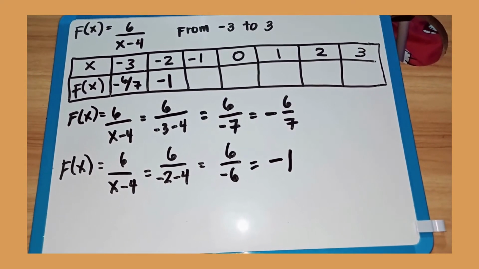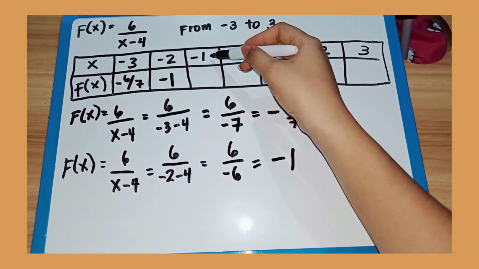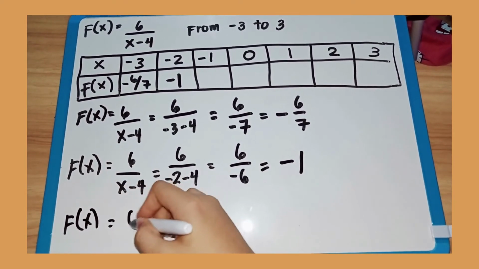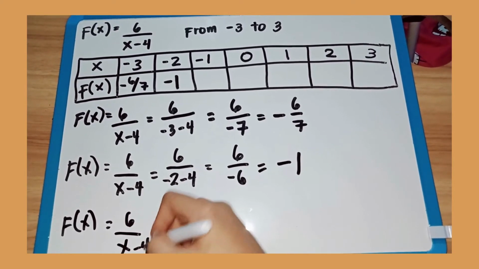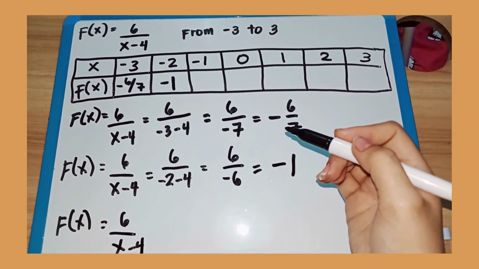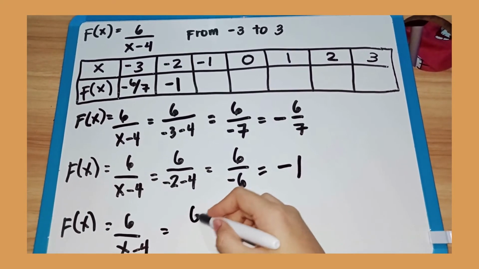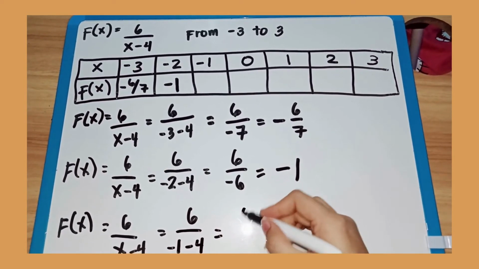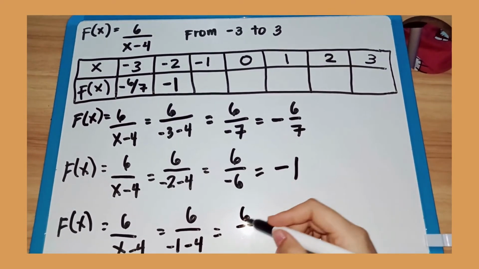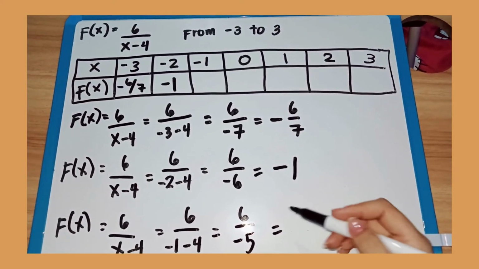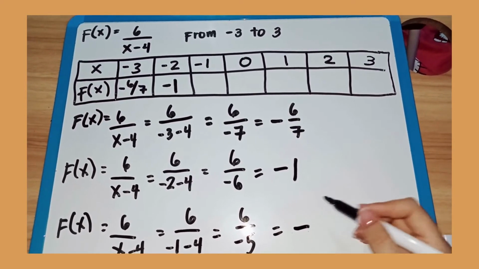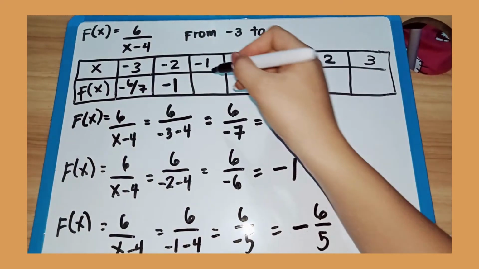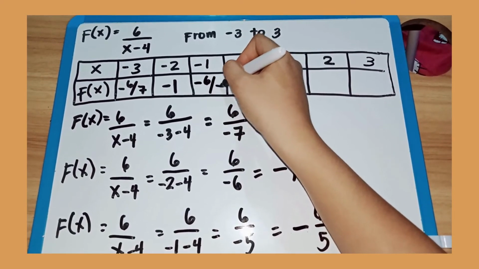Now, next we have x equals negative 1. Copy the function. 6 over x minus 4. Yung x natin, papalitan ng negative 1. So, this is 6 over negative 1 minus 4. Copy 6. Negative 1 minus 4, that is negative 5. Dahil magkaiba sila ng sign, this is negative 6 over 5. Kasi wala na siyang lowest term. So, ilalagay lang natin siya dito. Negative 6 over 5.